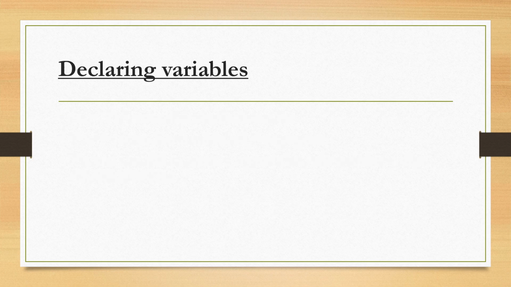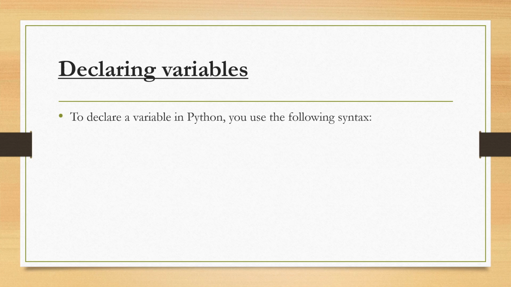Now how can we declare variables? We have already covered this in our previous video, but I want to revise it because this is very important. This is the first step of your program. You have to declare variables, assign values to them, and then everything begins. So now we are going to revise this quickly.